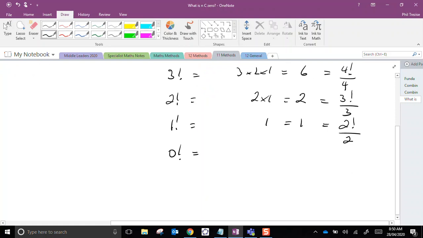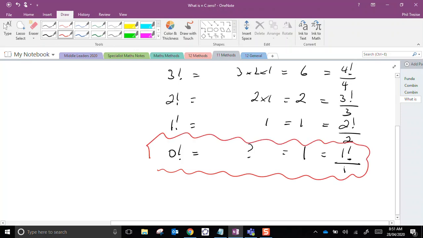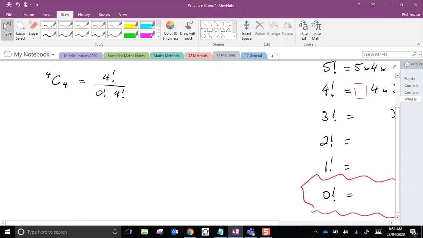What is 0 factorial? Well, I don't really know what to put here. I can't really write a list of 0 things to multiply together, and I don't really know what the answer is, but I can use this pattern. It is the previous one, 1 factorial divided by 1. But 1 factorial was 1. And if 1 divides by 1, then I can give an answer for this thing. The answer for this is 1. 0 factorial is 1.